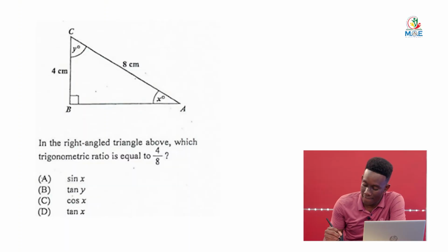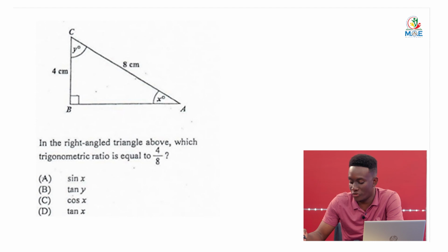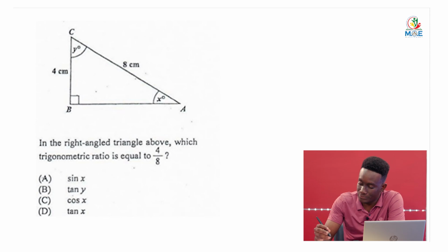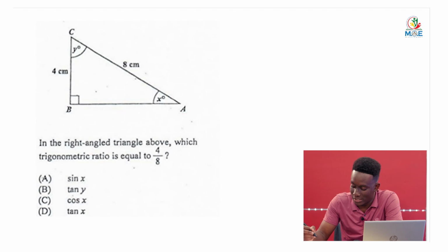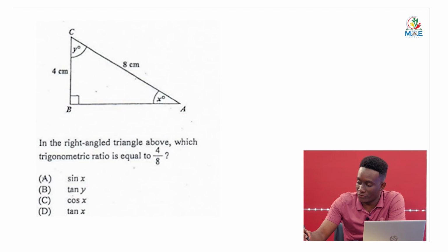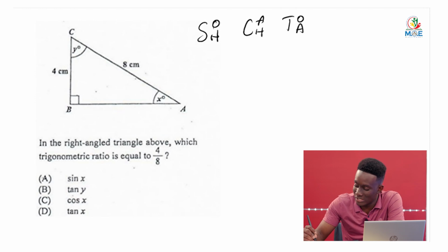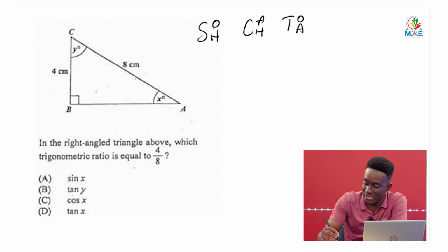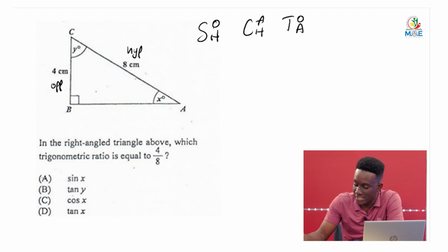So this one says, in the right angle triangle above, which trigonometric ratio is equal to 4/8? So we have the triangle here, we have an angle X and we have angle Y. So we've got to decide which one we'll use the trig ratios for. We know the trig ratios are some old horses can always hear their owners approach. So let's deal with angle X first. For angle X, here is the opposite, and here will always be the hypotenuse. So which one has the opposite and the hypotenuse?